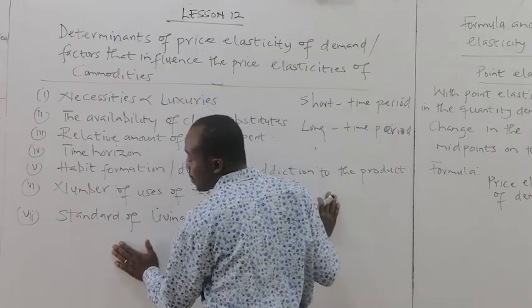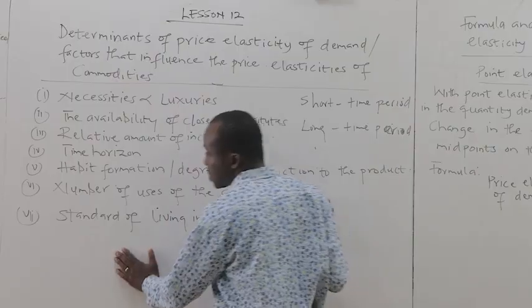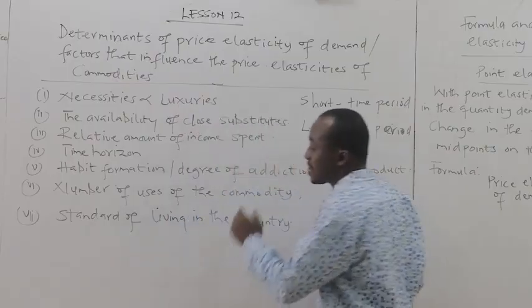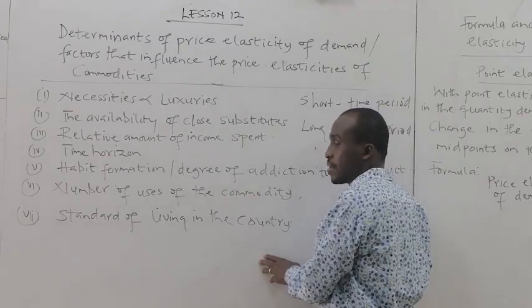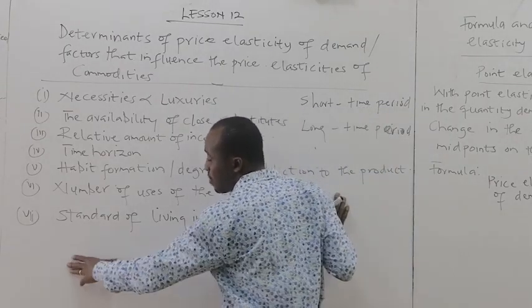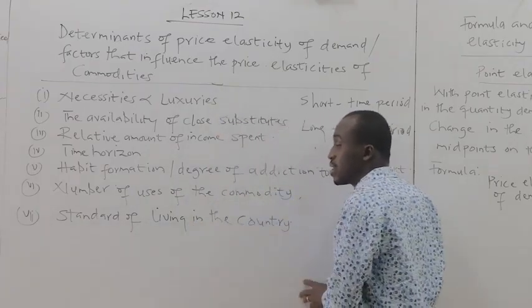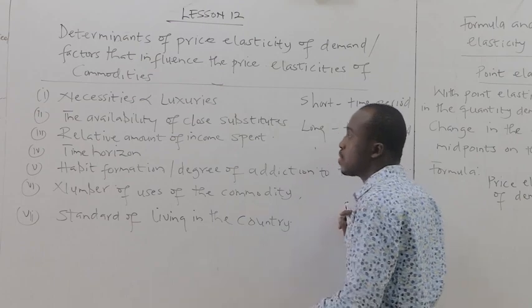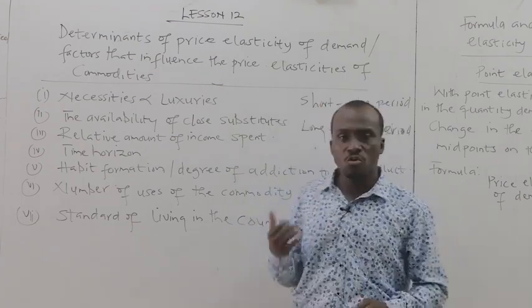When the country has a higher standard of living, the commodity tends to have inelastic demand. If the country doesn't have a higher standard of living, the commodity tends to have elastic demand. So when the country is experiencing a higher standard of living, commodities behave with inelastic demand. When countries are experiencing low standard of living, commodities behave with elastic demand. So these are some of the factors that affect these goods.